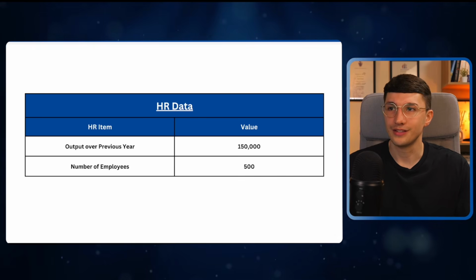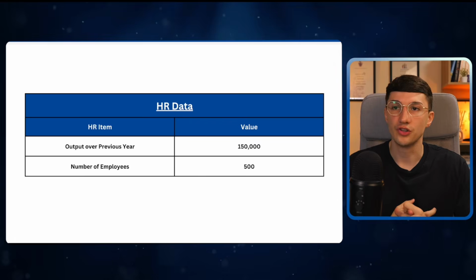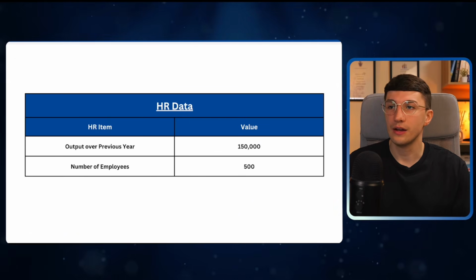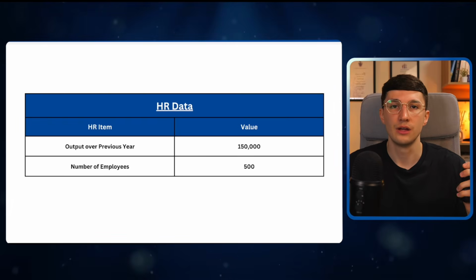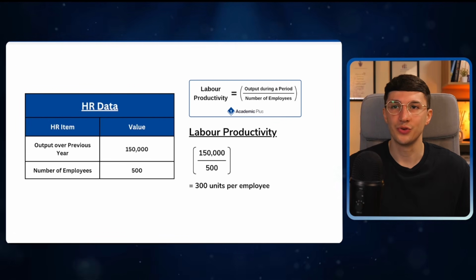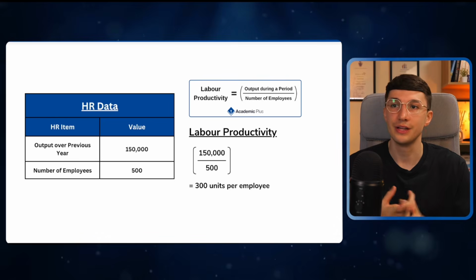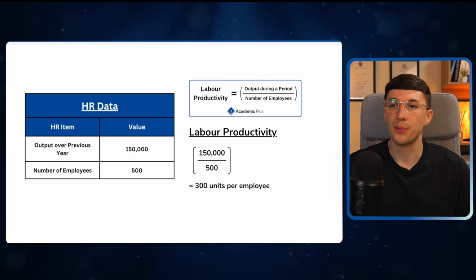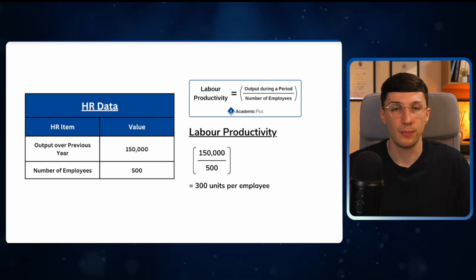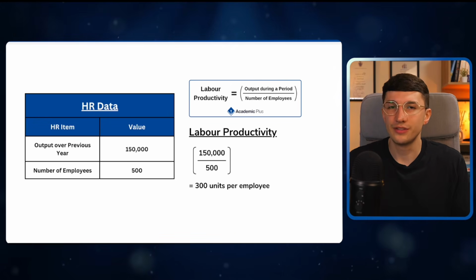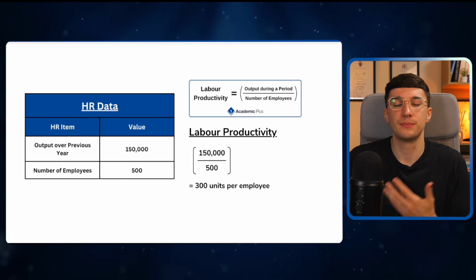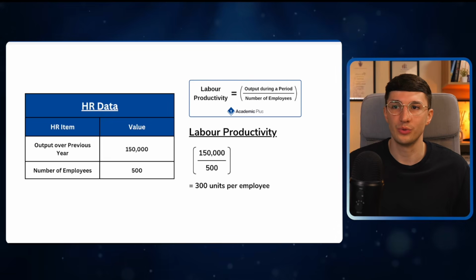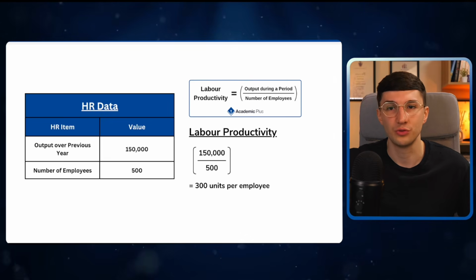Now, to show you an example, let's say over our previous year, we've produced 150,000 units. And over that year as well, we had 500 employees. So to do that calculation, we do the output during that period, 150,000 units, divided by the number of employees, 500, to get a labour productivity of 300 units per employee. That's how you would typically measure it. You can talk about the specific product or service they're making. So for example, if we're producing water bottles, that would be 300 water bottles per employee.